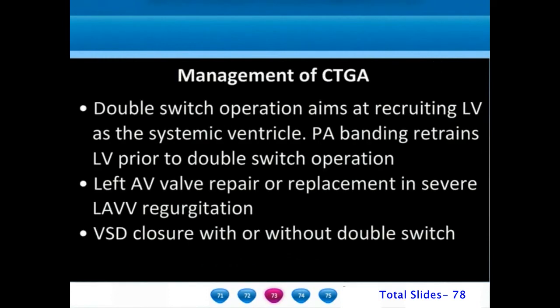In the surgical management of corrected transposition of great arteries, a double switch operation will be performed, and it aims at recruiting the left ventricle as the systemic ventricle. As an initial stage, sometimes pulmonary artery banding will be done to retrain the left ventricle prior to a double switch operation. If there is a severe left atrioventricular valve regurgitation, it will either be repaired or replaced. VSD closure may be done with or without a double switch in patients with corrected transposition.